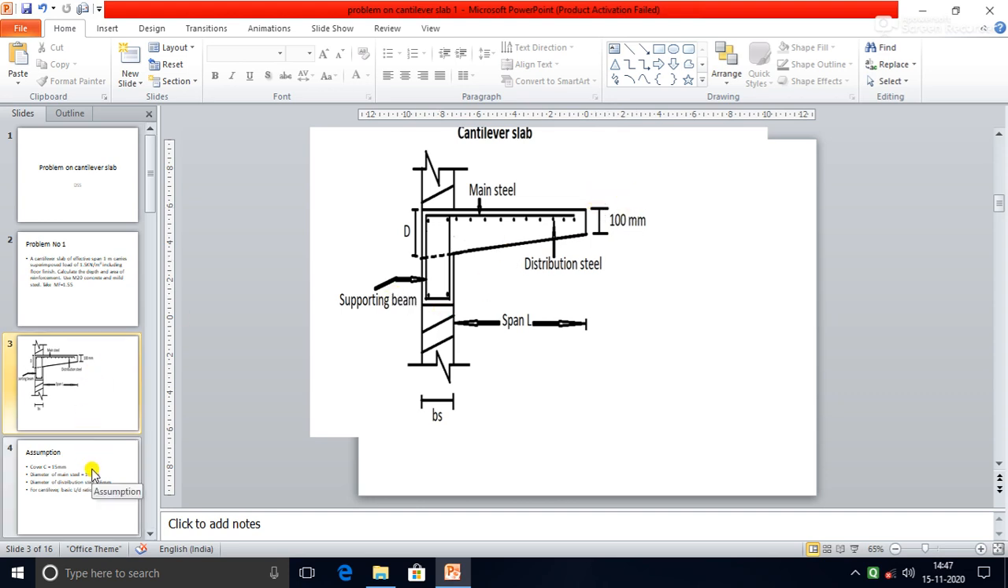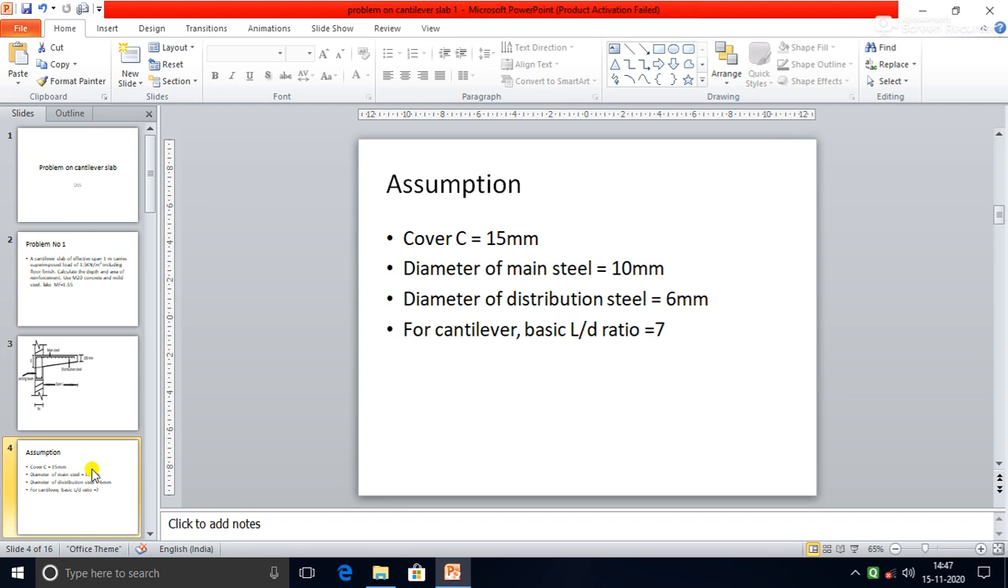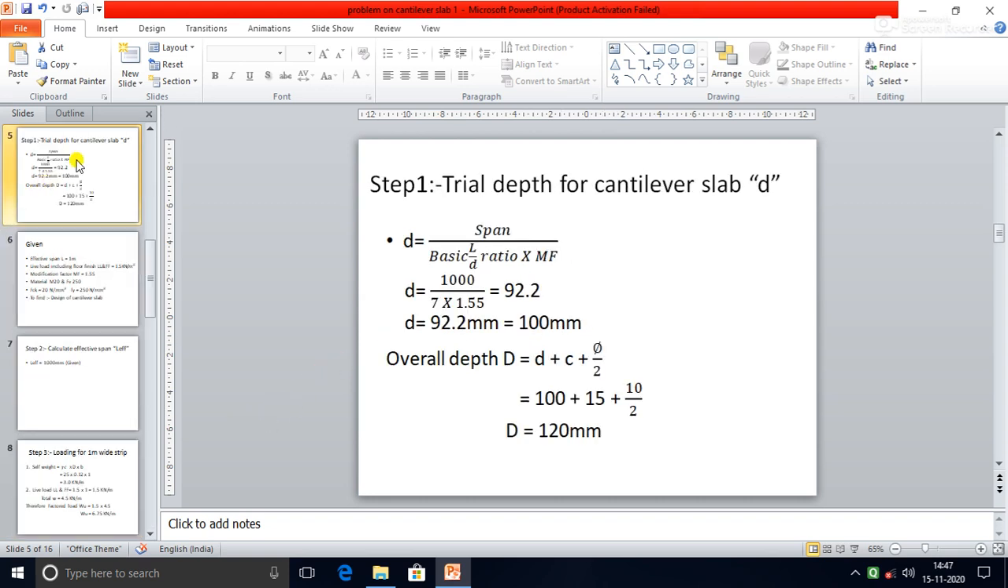Now we'll see the assumptions. Here, as per the IS code notification for one-way slab, for cantilever slab we are considering a cover of 15 mm, to raise the bars from the bottom of the concrete. Diameter of main steel we are going to use as 10 mm. Diameter of distribution steel we are going to use as 6 mm since mild steel is given. For cantilever, basic L by D ratio is 7. Then step one, to find the assumed depth or trial depth for cantilever slab.